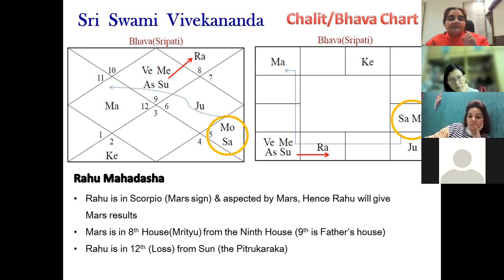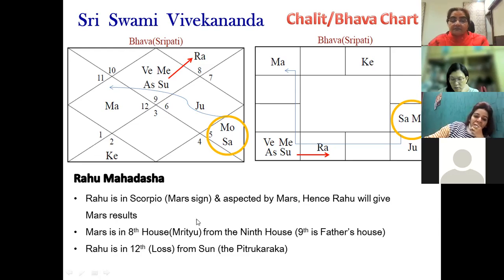Who is doing his work? He is getting the work done from Rahu, because it is happening in Rahu Dasha. Why will Rahu listen to him? The reason is Mars is its dispositor and Mars is aspecting it. A little complicated, but that's okay. Rahu's Mahadasha, Rahu is in Scorpio, Mars's sign, and aspected by Mars, hence Rahu will give Mars's result.